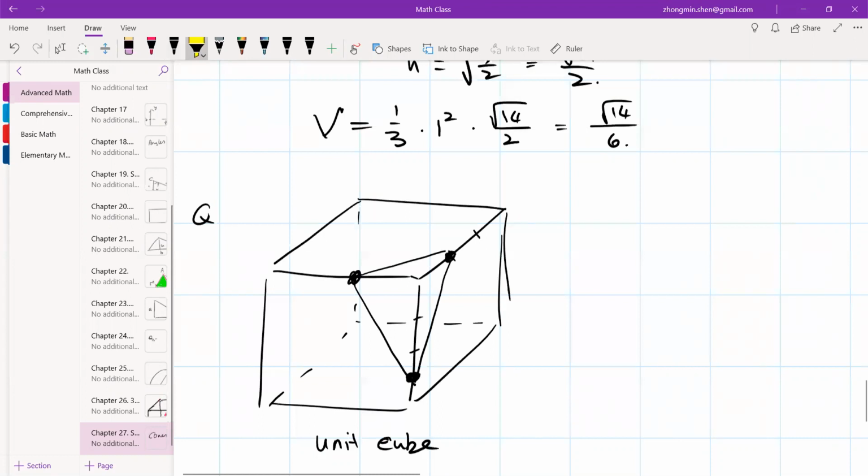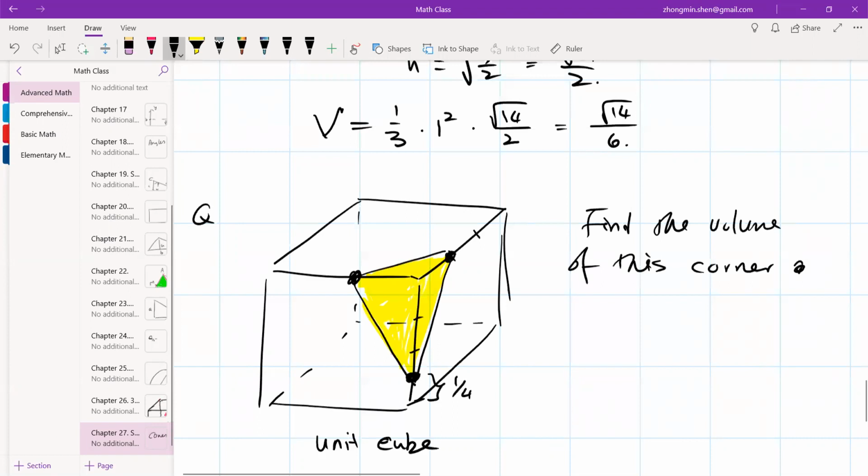So what is going to be the volume of this part? Find the volume of this corner. Okay. So here, this is going to be 1/4. This is going to be 2/3. That's going to be 1/2. Okay. Clear? The measurement is clear, right?